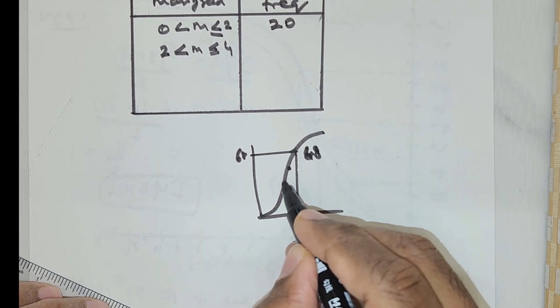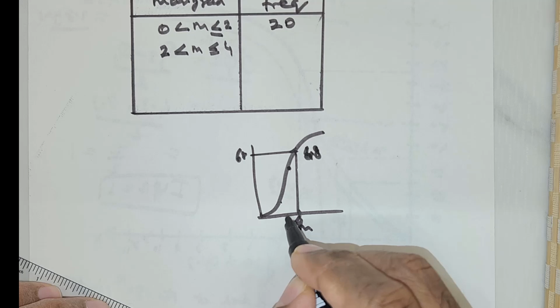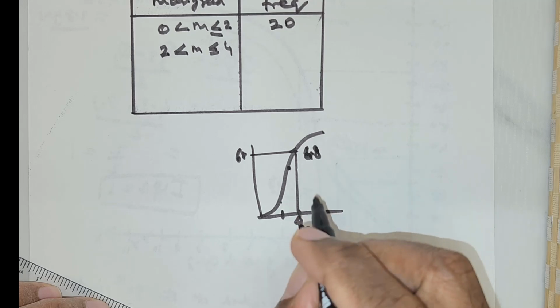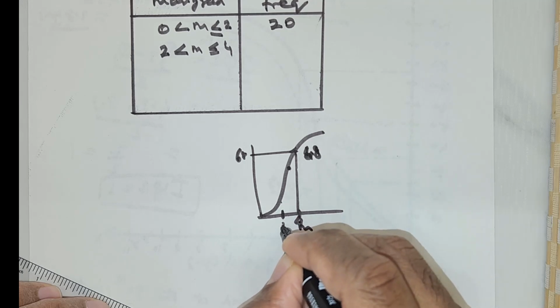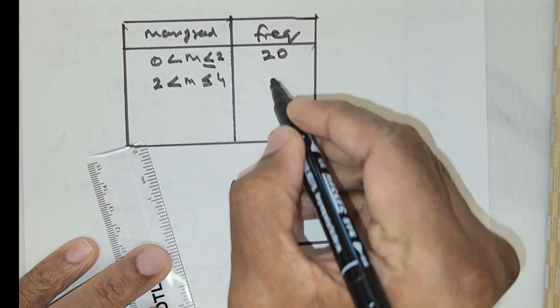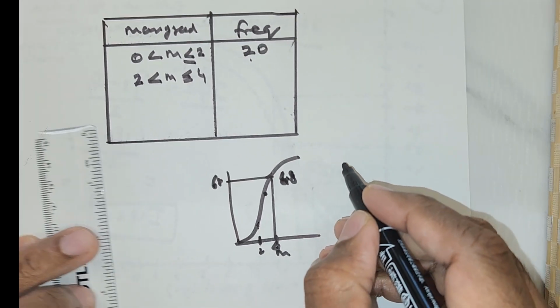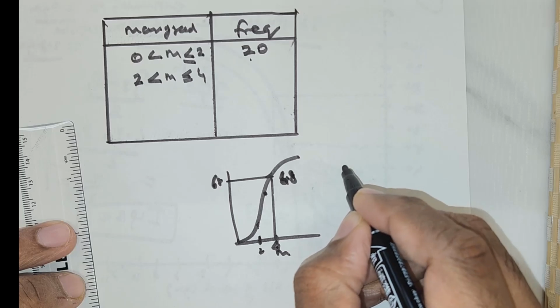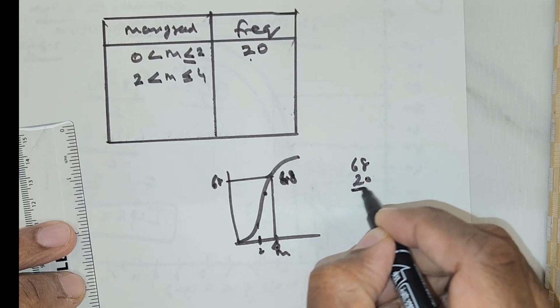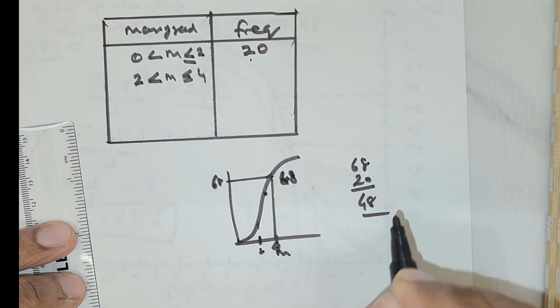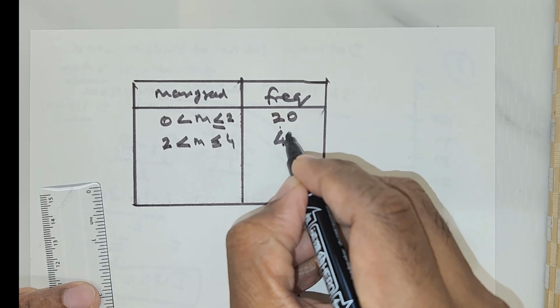Now you have to get the value for 2 grams. So this is for 4 grams, this is for 2 grams. 2 grams is already given to be 20. So from 68 you subtract 20, you get 48. So that should be the frequency here, 48.